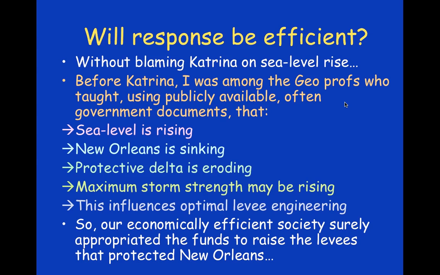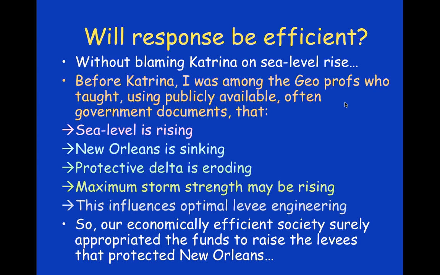Now, I can tell you, without necessarily blaming Katrina on global warming, that I spent 20 years before the hurricane destroyed New Orleans teaching students that the hurricane was going to destroy New Orleans. We had lots of studies, many of them made for government officials, that said that the city of New Orleans was sinking. The ocean was rising. The delta that blocked the waves was eroding, and the storms might be getting stronger. And if you have a lower city and a higher sea with less protection, that matters to how high you should build your levees. Every person involved knew the science of this with very high confidence for years and indeed decades before the hurricane hit New Orleans.